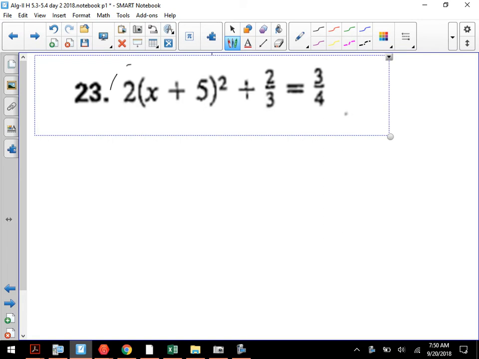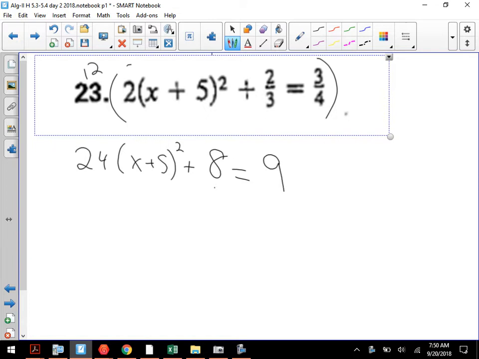Okay? So if you multiply everything here by 12, 12 times 2 gives you a 24 times x plus 5 quantity squared. 12 over 3 is what? 4. So 4 times 2 is 8. 12 over 4 is 3. 3 times 3 is 9. Okay. So far, so good? Okay.